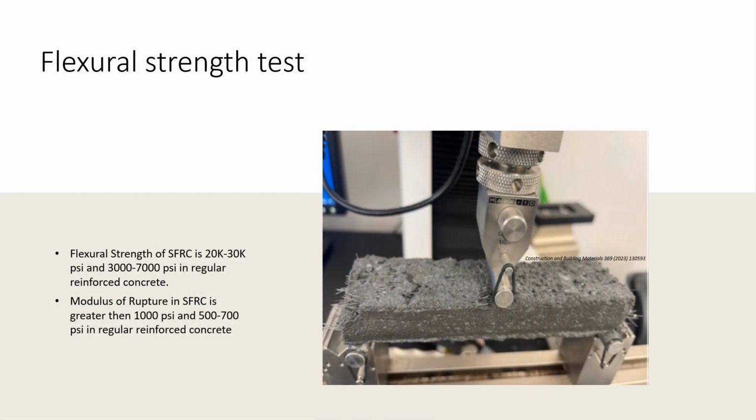Flexural strength test. Flexural strength of SFRC is 20,000 to 30,000 psi and 3,000 to 7,000 psi for regular reinforced concrete. The modulus of rupture in SFRC is greater than 1,000 psi and 500 to 700 psi in regular reinforced concrete.